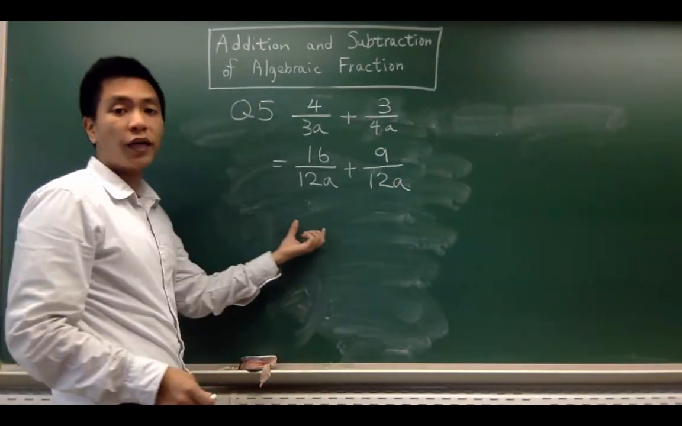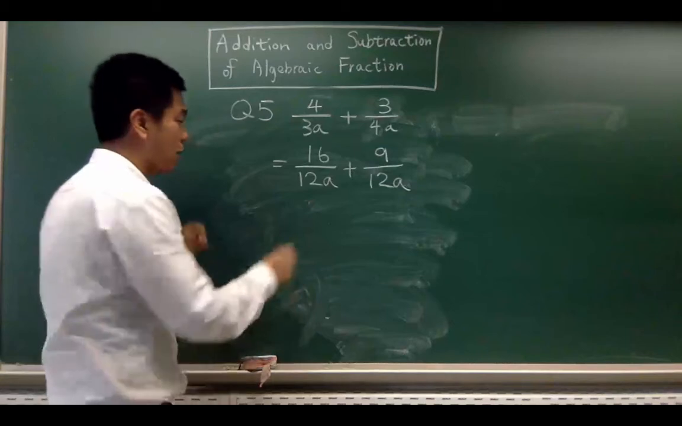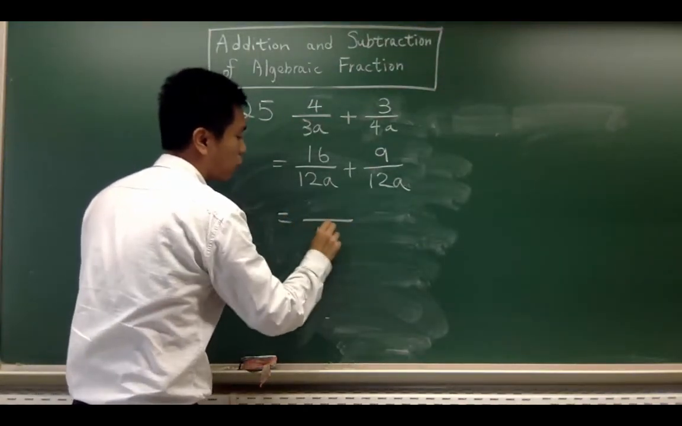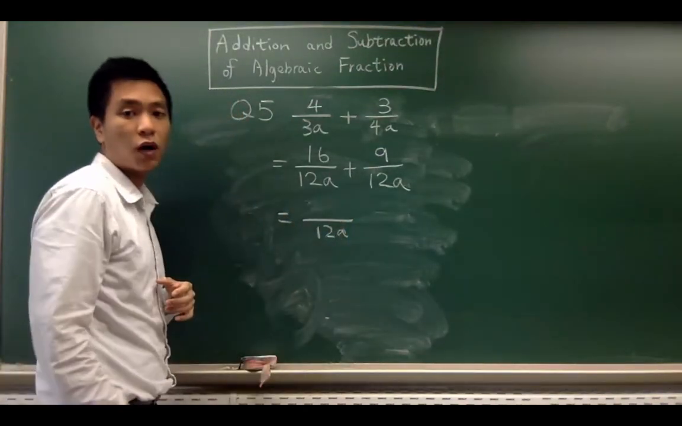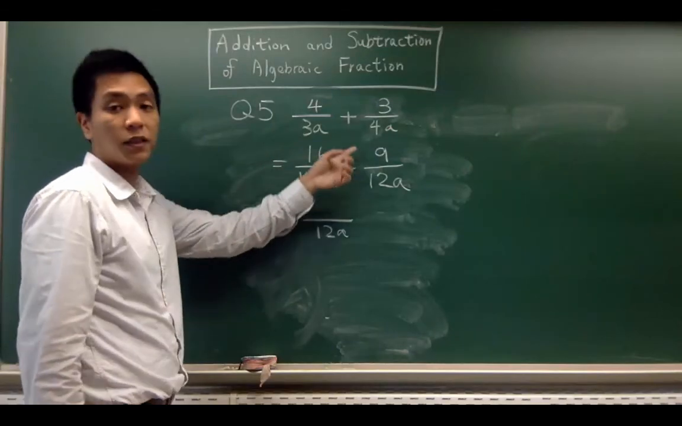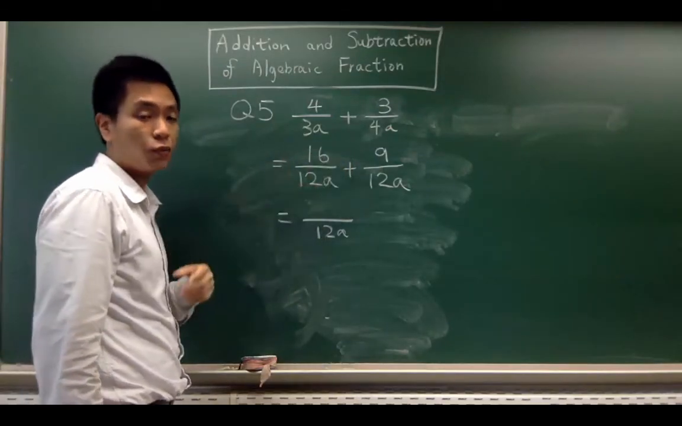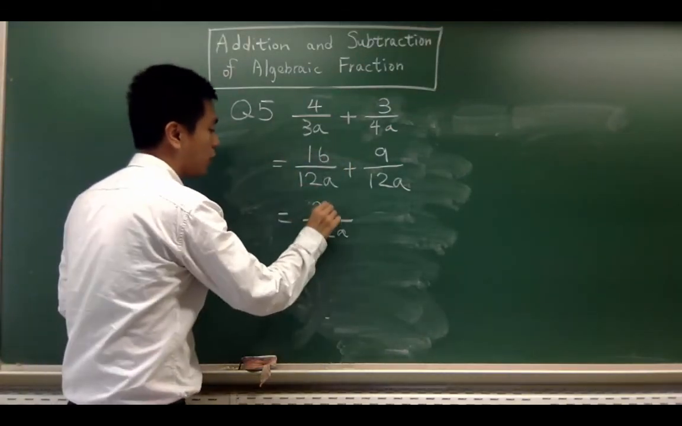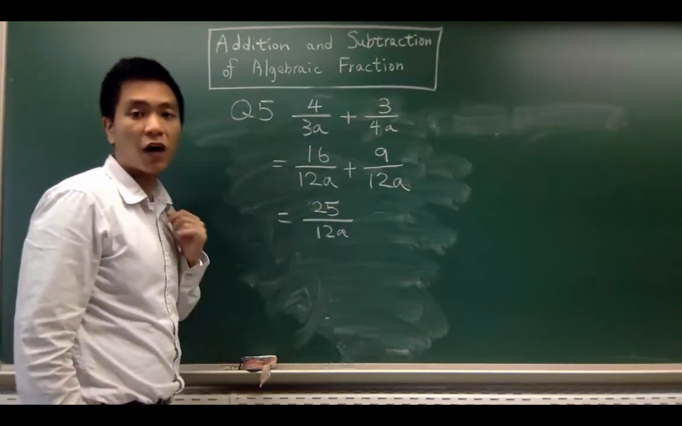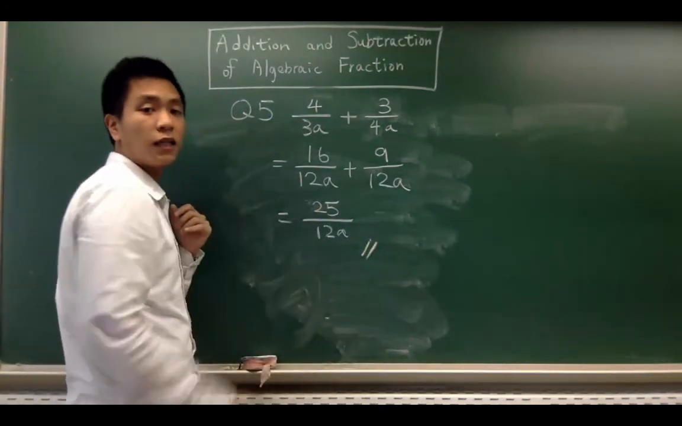Once you have both with the same denominator, you can write it as one fraction only, 12a. And then you add: 16 plus 9, you get 25. So 25 over 12a. This is the answer.